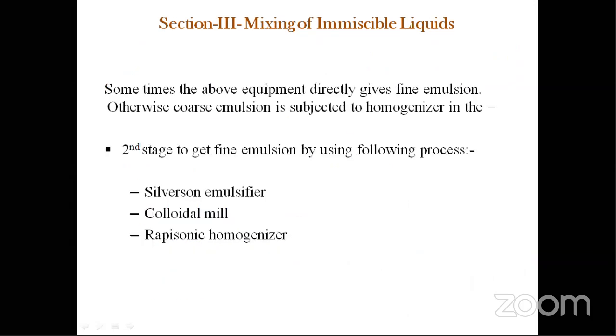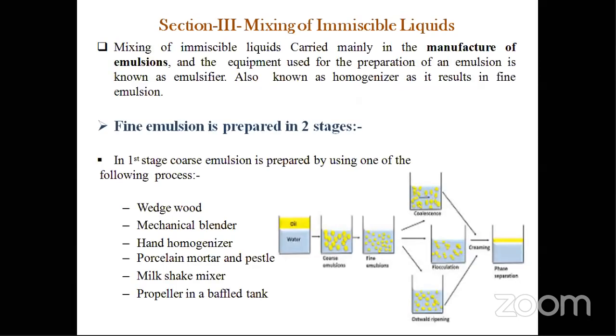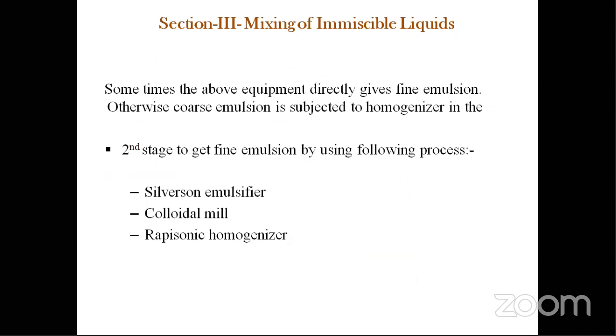During preparation of the fine emulsions, at the second stage, we can get the fine emulsion by using some proper and sophisticated emulsifiers or homogenizers. So what homogenizer do we have to use? First one is the Silverson emulsifier. By this process, we can get the fine emulsions. You just prepare the coarse emulsions and then transfer it into the Silverson emulsifier, and by this instrument we can get the fine emulsions.